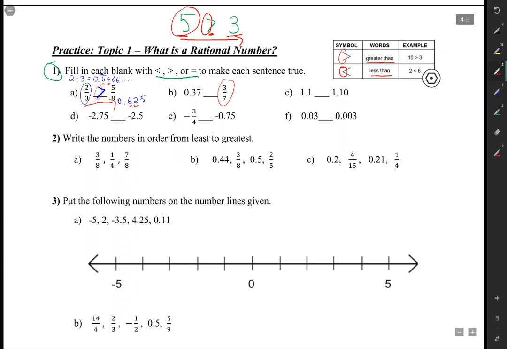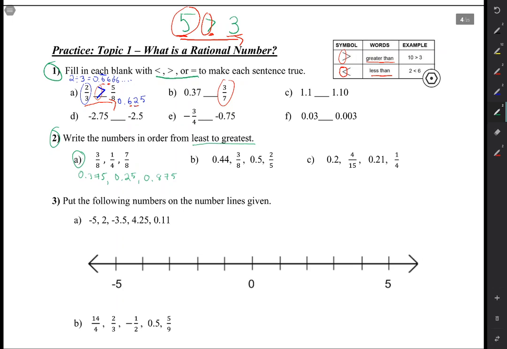For number 2, what you're going to do there is put these numbers in order from least to greatest. Now, if you're given fractions, it's kind of hard to tell. So what you want to do, again, is convert all the fractions to decimal points. So for A, you would do 3 divided by 8, and you get 0.375. Then 1 divided by 4, you get 0.25. And 7 divided by 8, you would get 0.875.